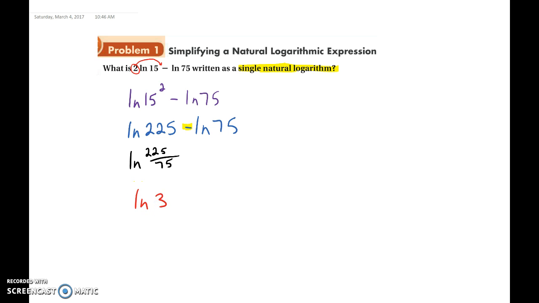Now, we could type this into a calculator and get a value for ln of 3, but that's not what they asked for. They said just write it as a single natural logarithm. So that would be your answer. That 2 times ln of 15 minus ln of 75 can simplify to just ln of 3. All right, now there's one more example that we're going to do and then we're done with this video.